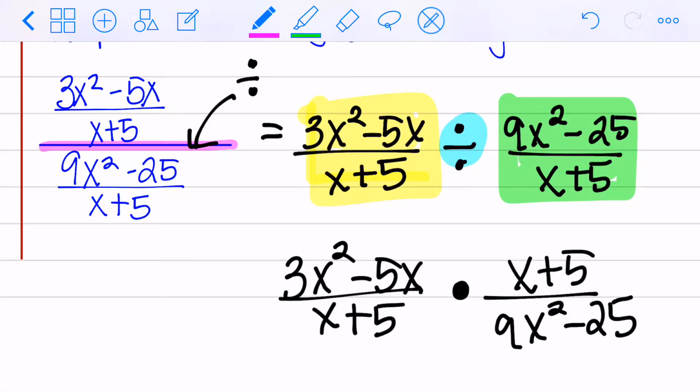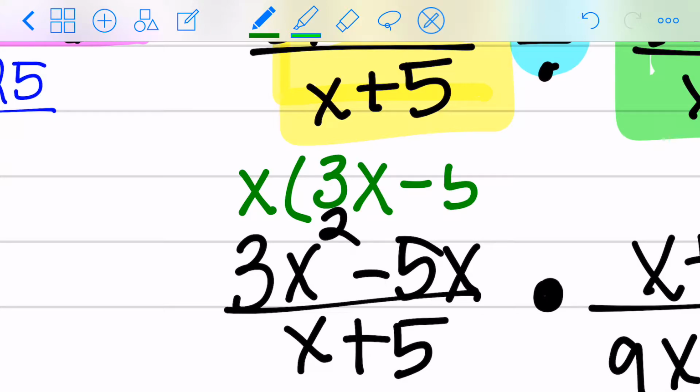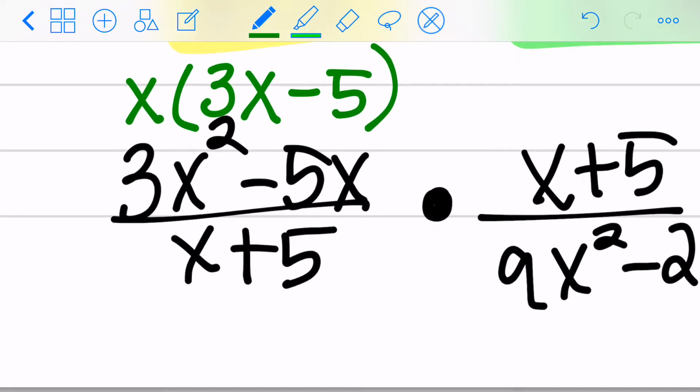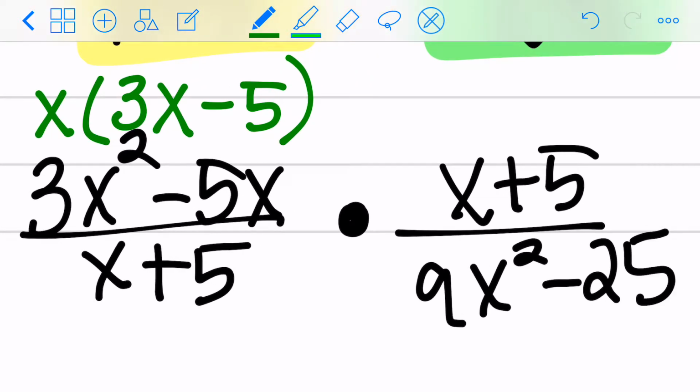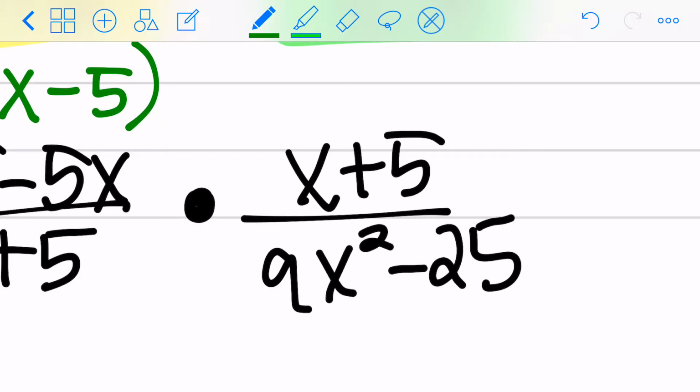So let's factor. The only thing that I can factor out of this first one is an x. So I'm left with 3x minus 5. Nothing in that denominator. x plus 5 can't factor anything, but I can with this one. This one's going to be a difference of two squares.